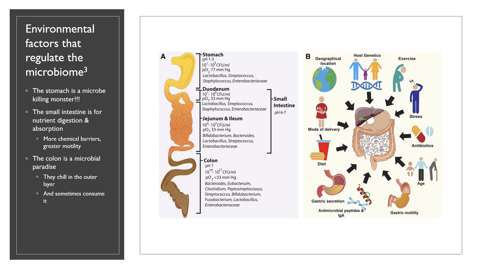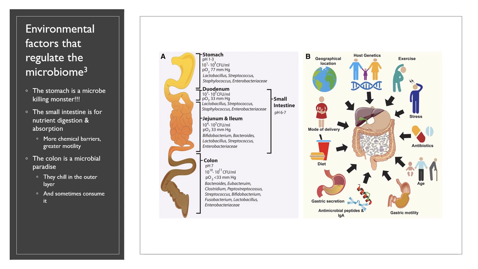We still see a low amount, around 10 to 1,000 colony-forming units per milliliter. The oxygen levels drop substantially, by more than half, and we see basically the same bacteria that we see in the stomach. Moving on to the jejunum and ileum, we have a much higher amount of bacteria there, on the order of 10,000 to a million to 10 million.